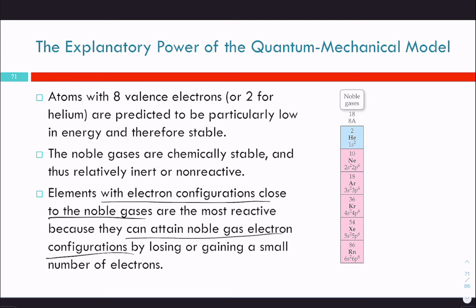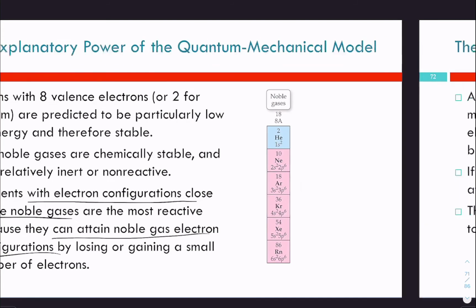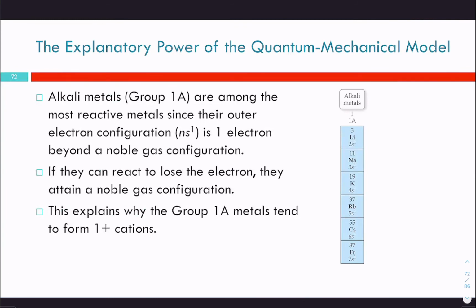Someday I'm going to restructure this class so we start with this stuff, because this is why all of the elements in the first column have +1 charges. All the elements in the second column have +2 charges. So alkali metals, like I said, are among the most reactive metals, this is column 1. Because all they have to do is lose 1 electron, and then they have a full valence shell as their highest energy level.